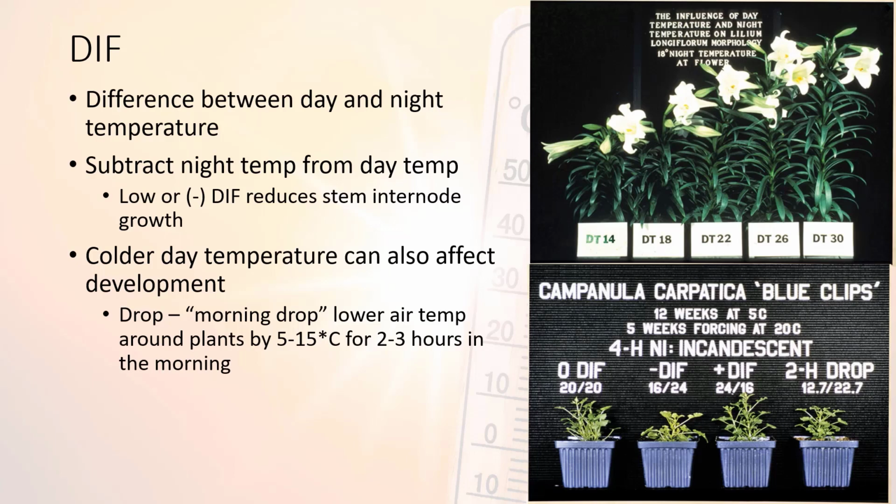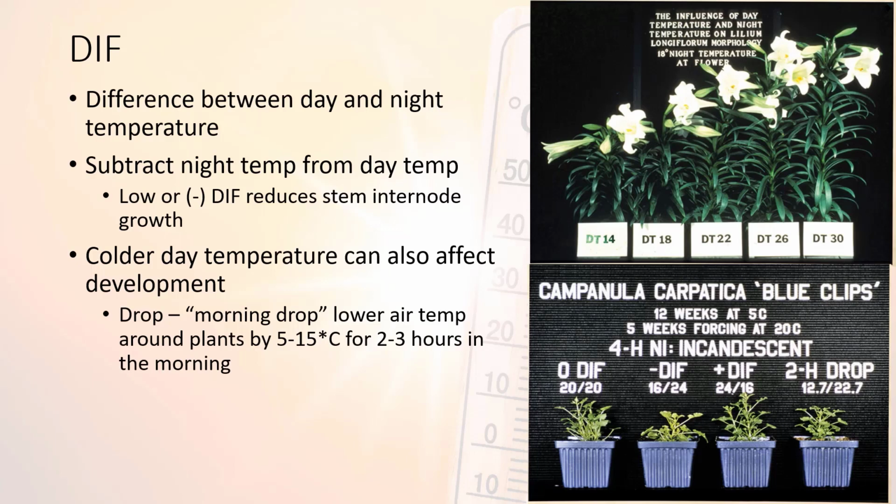Now, a low value, or if you get a negative value, so if you're having warmer temperatures in the night than the day, reduces stem internode growth. And what that means is that it makes your plants shorter. So this is a way that we can control the height of our plant. We've looked at now two different options. We've said that if we have more blue light, that's one way that we can make our plants shorter. Here's another way, by controlling temperature differences between day and night.